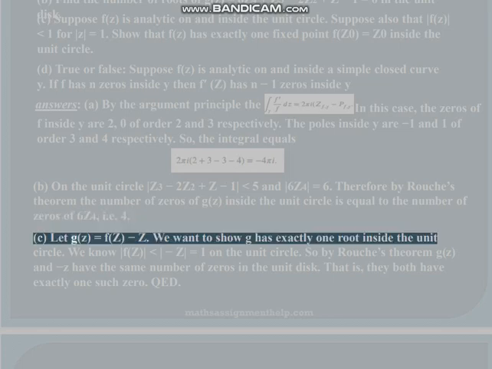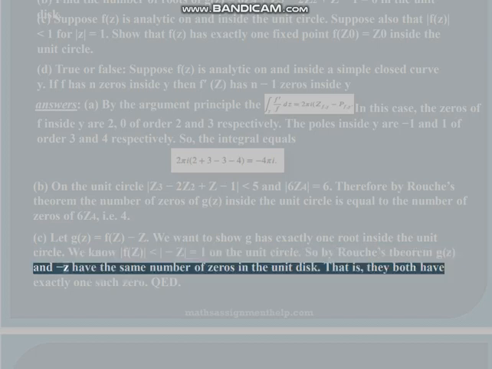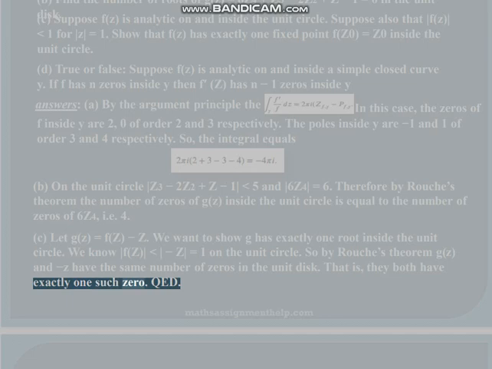C. Let g(z) = f(z) - z. We want to show g has exactly one root inside the unit circle. We know |f(z)| < 1 = |-z| on the unit circle. So by Rouché's theorem, g(z) and -z have the same number of zeros in the unit disk. That is, they both have exactly one such zero. QED.